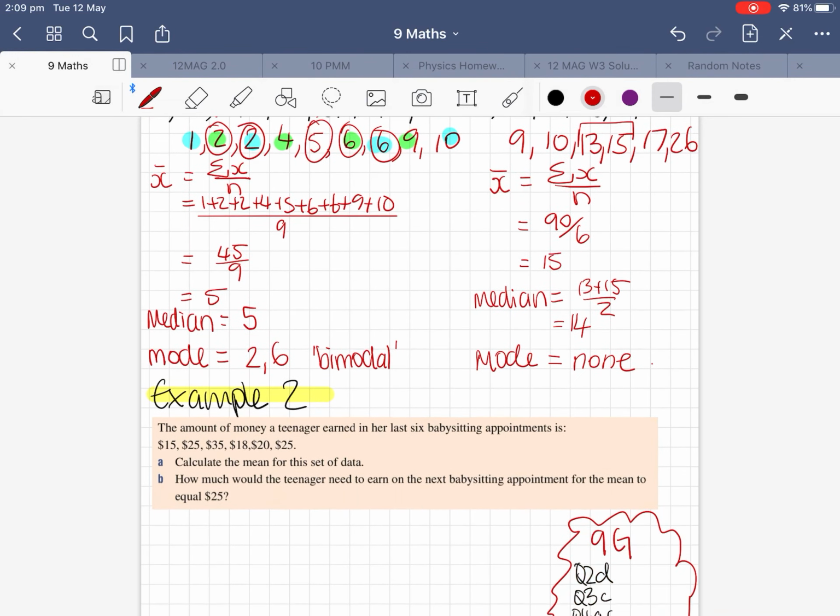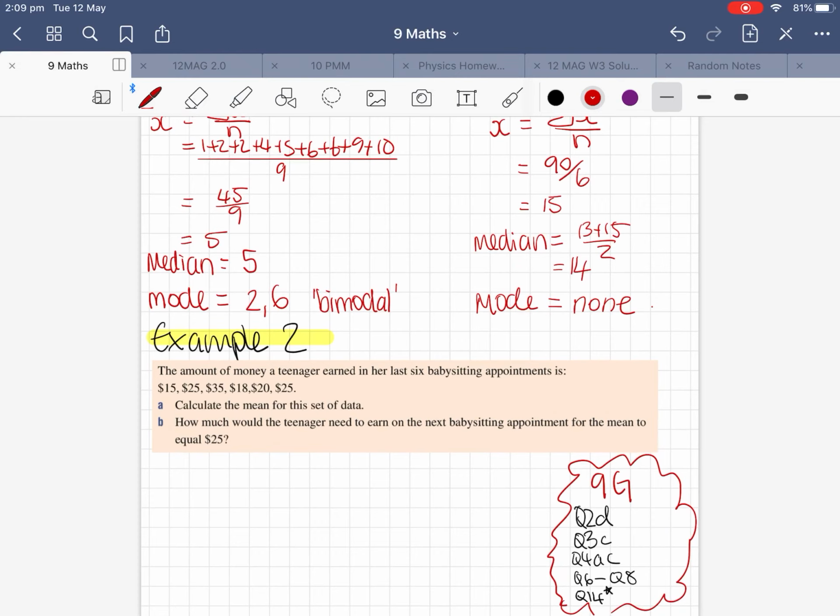Moving to our final question now, we just have an example from the textbook where we will calculate the mean and then use that mean to find a new value with some algebra. So let's have a look. The amount of money a teenager earned in the last 6 babysitting appointments is here. So there are 6 different values here. Calculate the mean for this set of data.